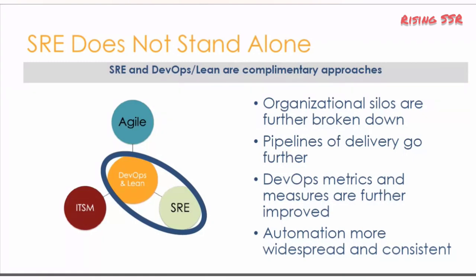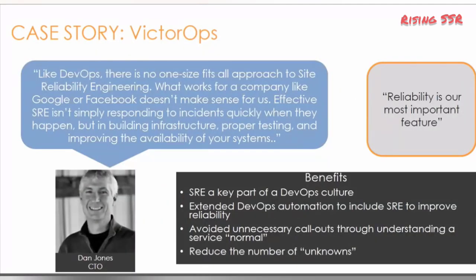Like DevOps, there is no one size fits all approach to site reliability engineering. What works for a company like Google or Facebook doesn't make sense for other companies. Effective SRE is not simply responding to incidents quickly when they happen, but in building infrastructure, proper testing, improving availability. I think we have talked about all these aspects many a time with multiple examples, right? But one key thing is that it is not one size fits all. The adoption and implementation of SRE varies from company to company. It may vary from team to team, but as long as we are adhering to the best practices, that is what is the need of the hour.